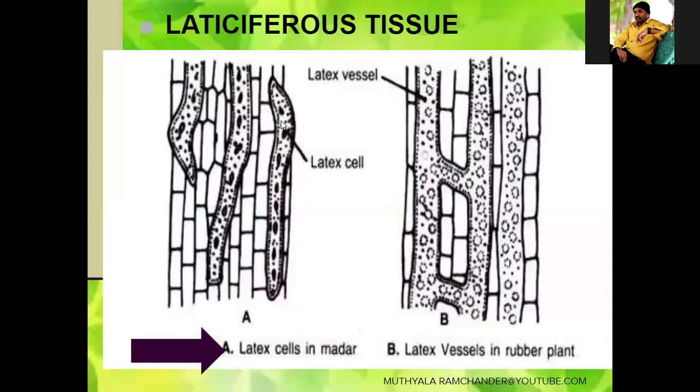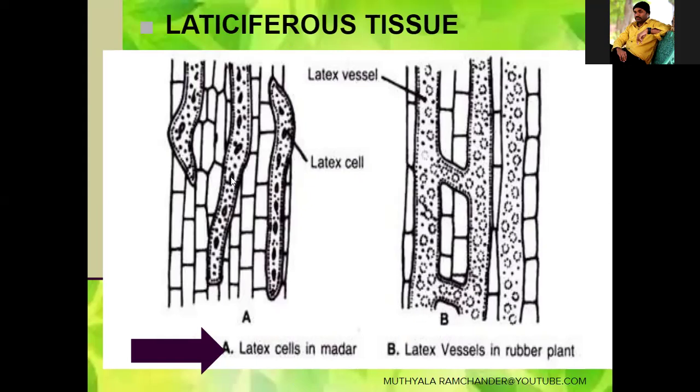Latex cells are small in size. They are filled with white or yellowish milky juice. And latex vessels are long branched tube-like cells. They are present in the rubber plant. Latex cells are present in the madar plant. These two plants contain laticiferous tissues. They produce white milk or yellowish liquid.